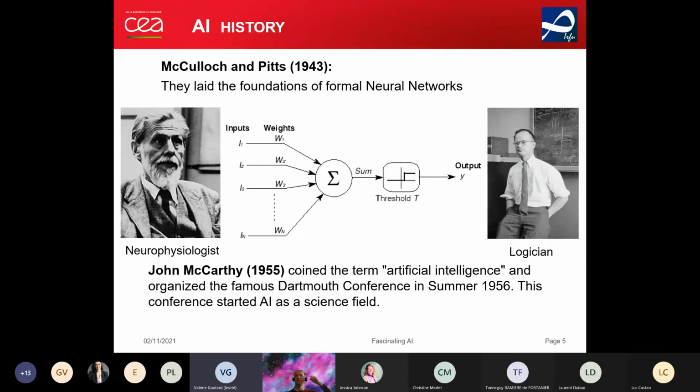Next slide, please. In AI, you have a lot of different methods. Neural networks is one of the main methods. McCulloch and Pitts in 1943 laid the foundation of formal neural network. McCulloch was a neurophysiologist, Pitts was a logician, and together they invented the neural network algorithm. Neural because it mimics a human neuron, and network because you have several neurons. To go fast, you make a linear combination between the neurons.